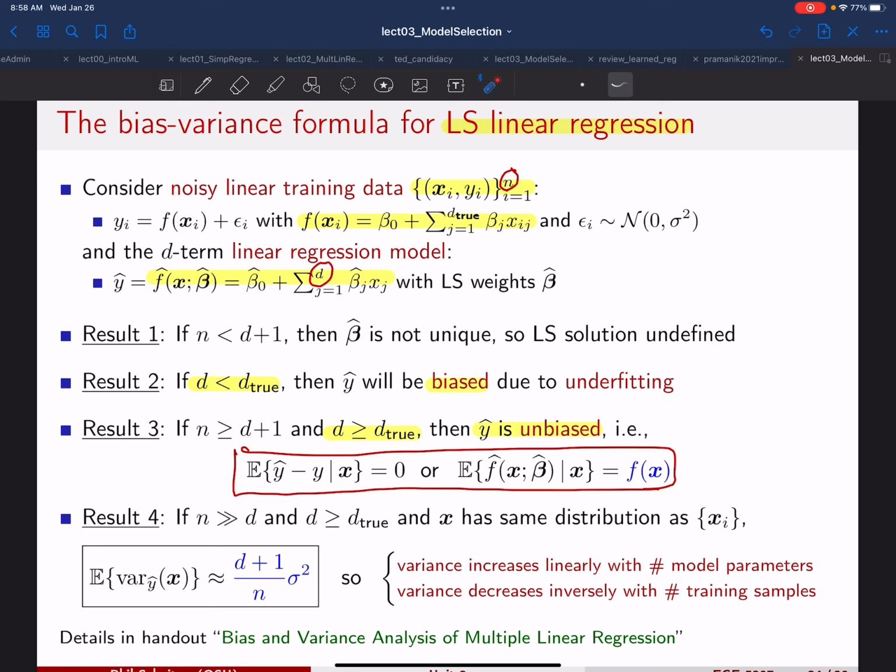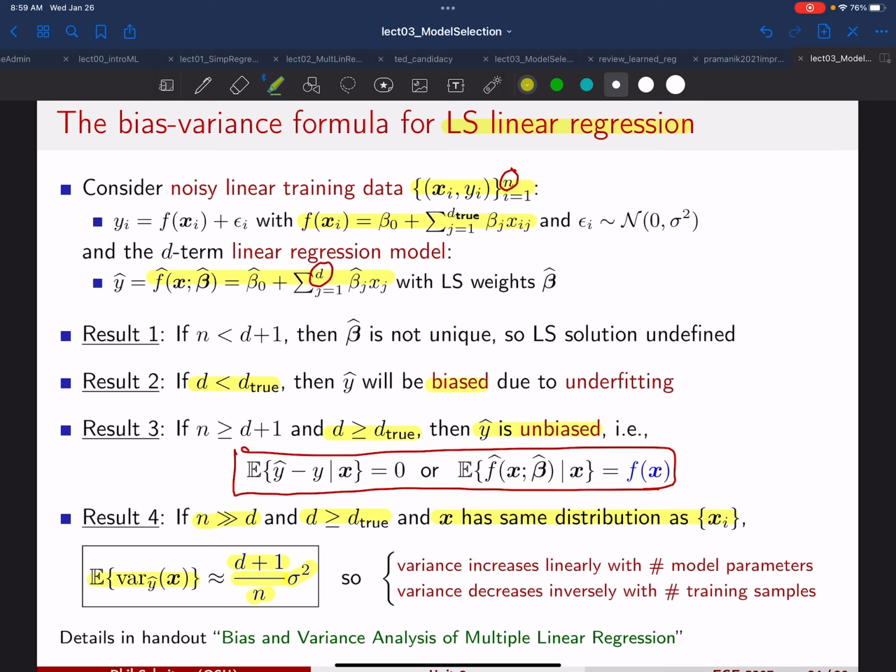So the final thing is very interesting. Let's assume that I'm in this unbiased regime, so I have a model that's capable enough, and let's also assume that the number of training samples is very large, much greater than d. And finally, let's assume that my test features have the same distribution as my training features. In this case, you can derive that the variance, on average, taking my average over x, is d plus 1 divided by n times sigma squared.